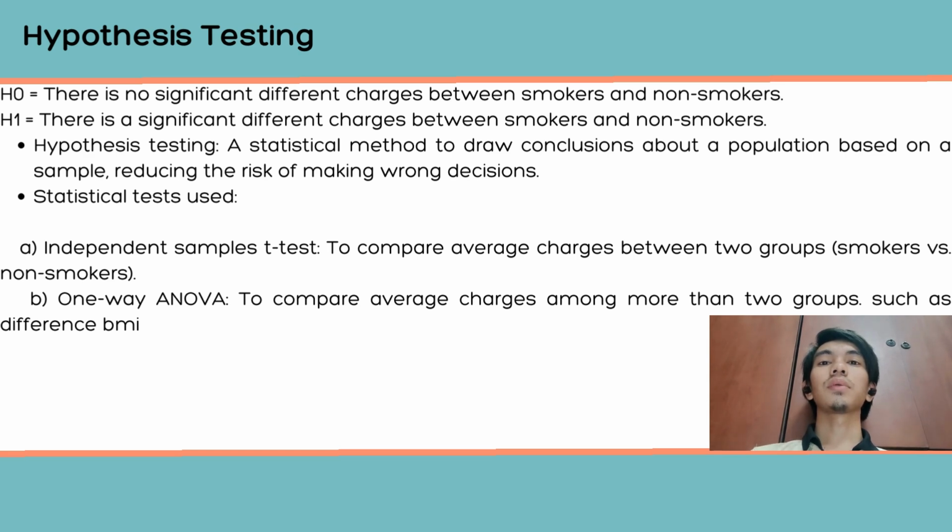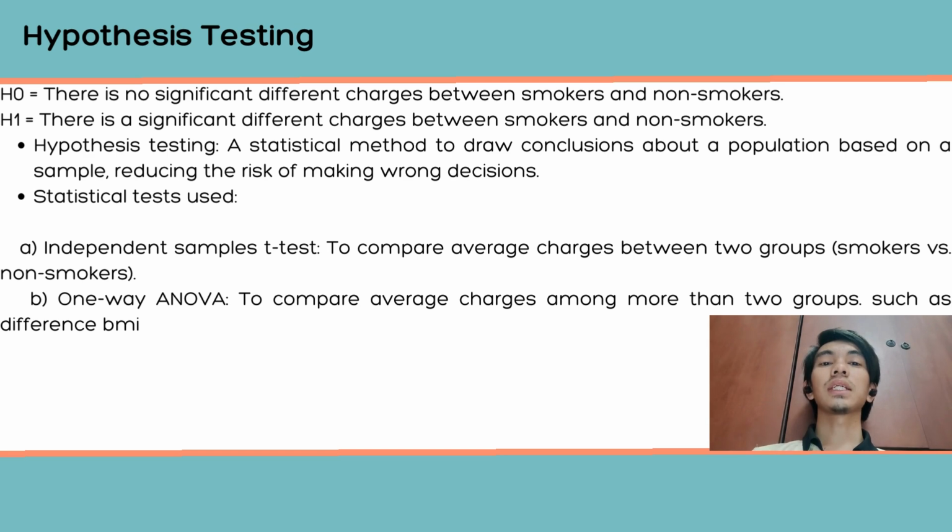First of all, I will tell you about the difference between H0 and H1. H0 is there is no significant difference in charges between smoker and non-smoker, and H1 is there is a significant difference in charges between smoker and non-smoker.